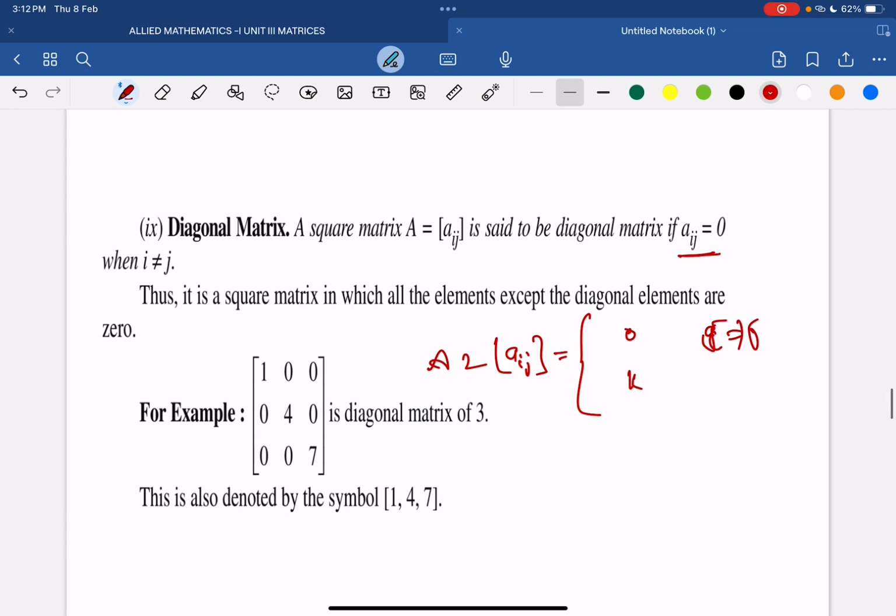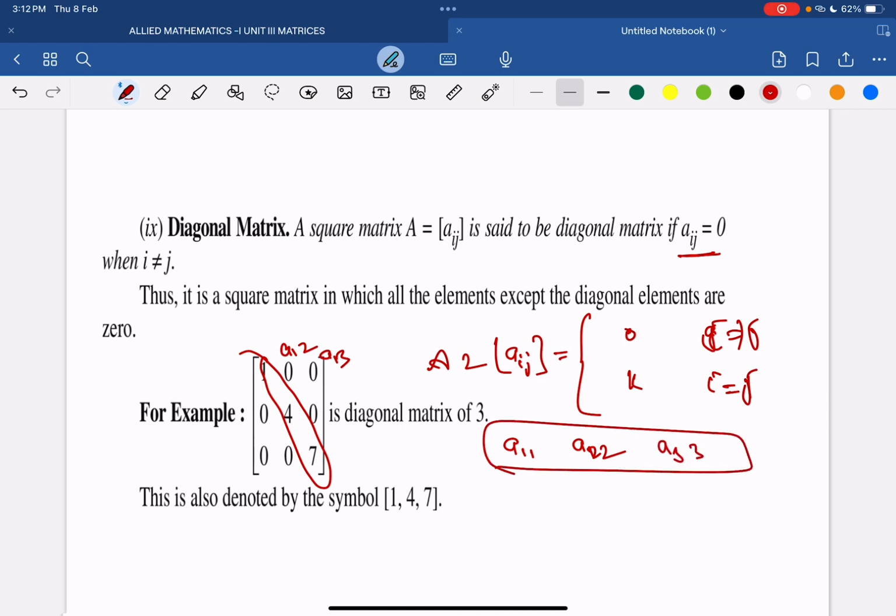So this is where i equals j. A12 is different, since i and j are different. A13, i and j are different. These are the principal diagonals, that is A11, A22, A33. Except these elements, all the remaining elements are equal to 0. That is called a diagonal matrix.